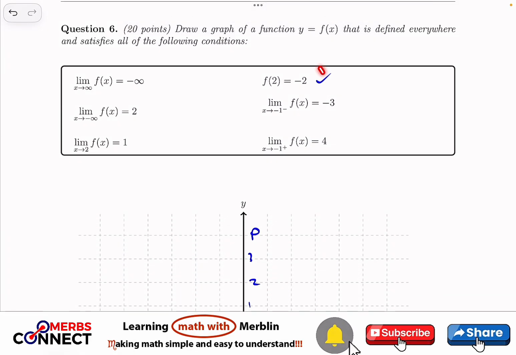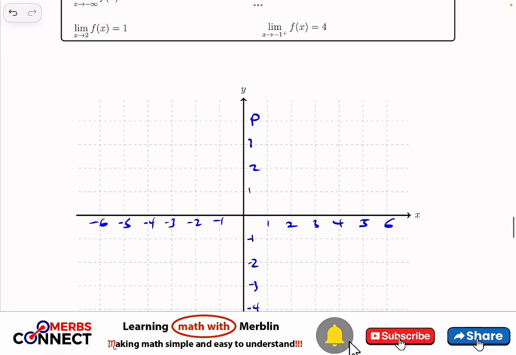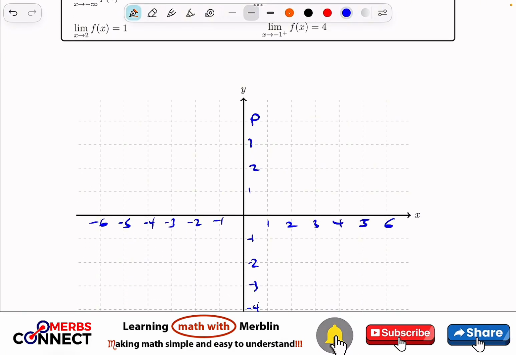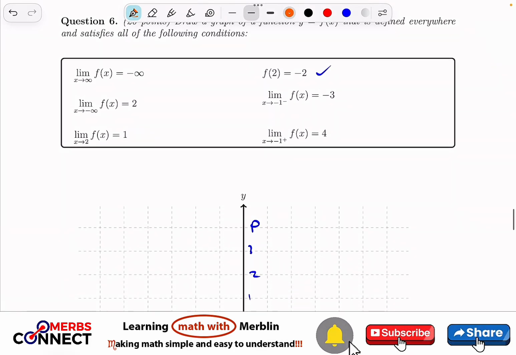So f of 2 is minus 2. We are going to have it somewhere here, right? So I'm done with that one.